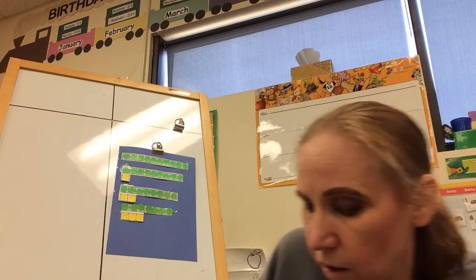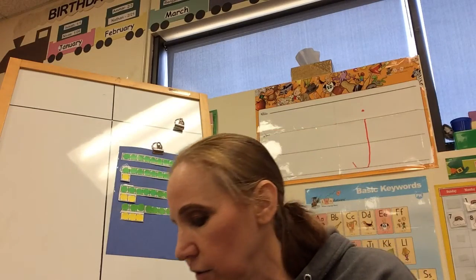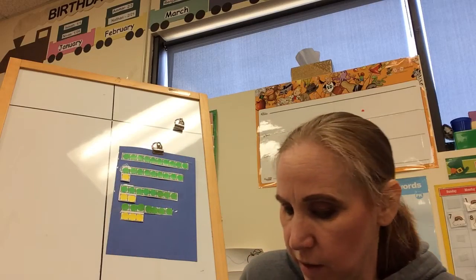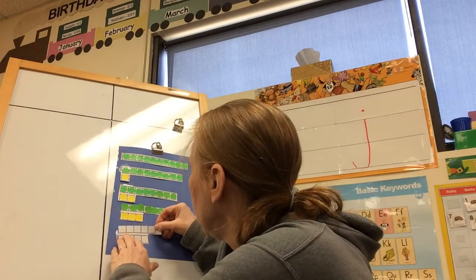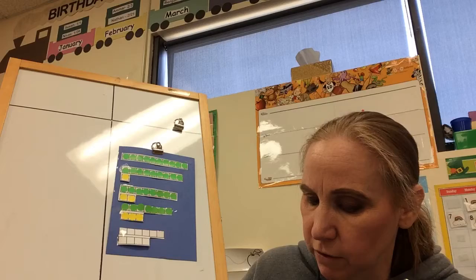All right. Our next group is 6 and 4. Right there, 6 and 4. So we're going to put that one up. And once again, we are going to do green on the top and yellow across the bottom.